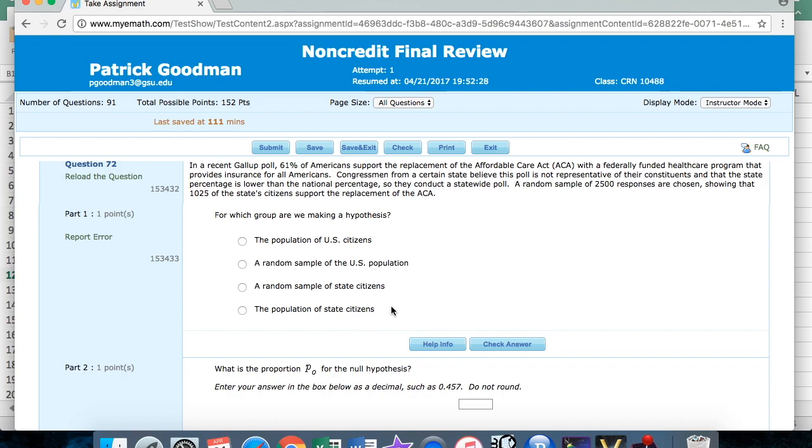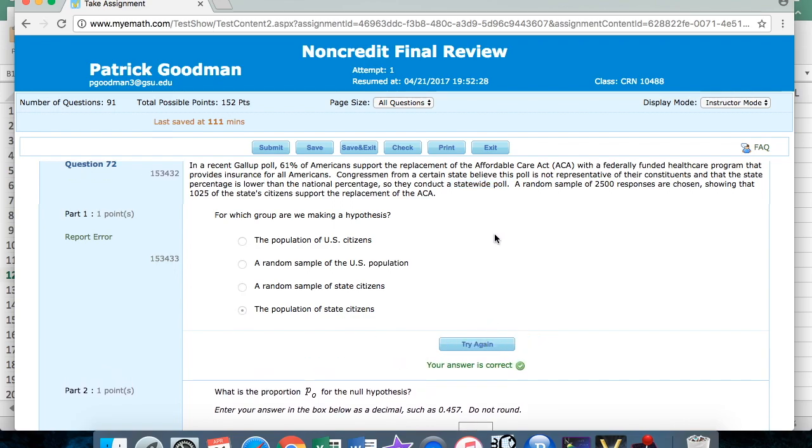So here, what group are we making a hypothesis for? What's our HA, or our alternative hypothesis? Well, here we're looking at the state level. The congressman does not believe that the national poll represents their home state. They think there's something different with their state, so they conduct a statewide poll. In other words, now my population is not all Americans, it's the state. So it'd be the population of state citizens. That would be your answer, right? My population changes from all Americans to the state.